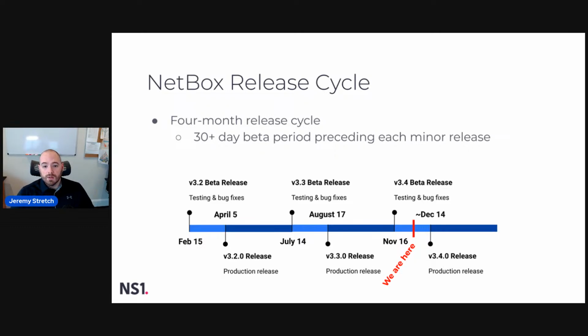As you can see with 3.3, we did the first beta on July 14th, and then we released 3.3.0 on August 17th, so about a month later. And that's pretty typical. This time around for 3.4, we released the first beta on November 16th, and we're anticipating a final release, 3.4.0, sometime around December 14th.